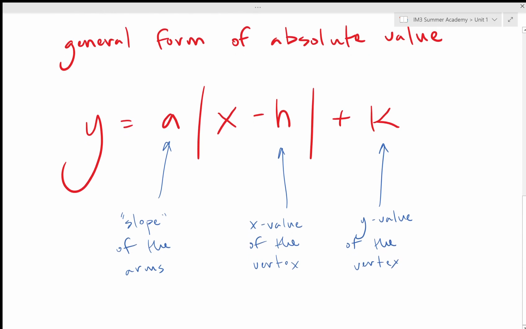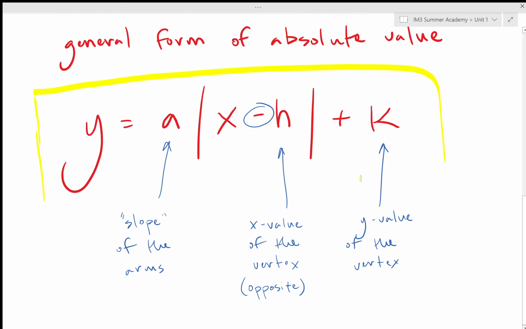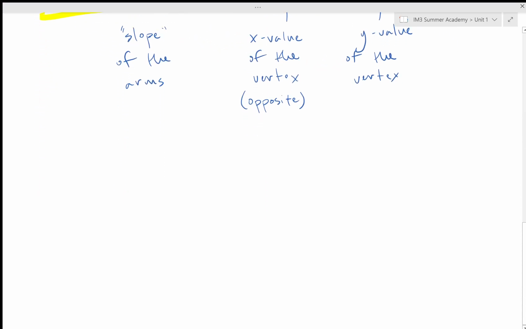One big thing to note here, and it's going to be on h. Because of this negative sign in front, h is always going to be opposite, and I'll put that down here in quotes, or parentheses. It's going to be the opposite sign of whatever you see, and I'll show you that in an example. But this right here is going to give us a much quicker way of graphing absolute values rather than making a table every single time. So let's take a look at an example of this.